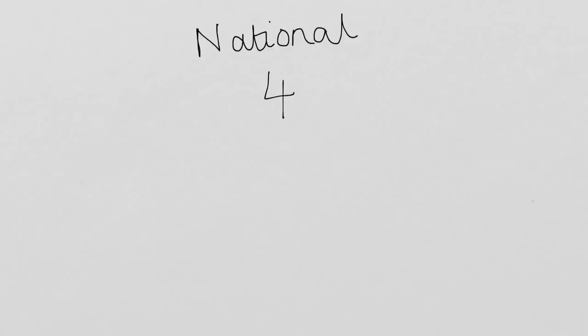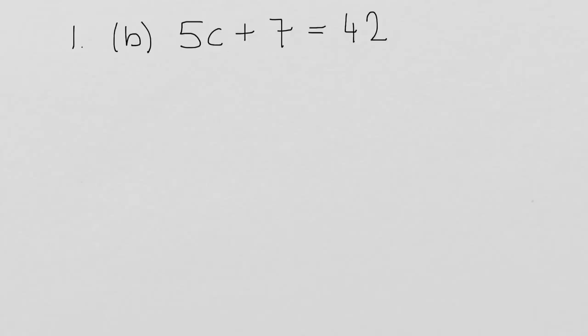Okay, moving on to the National 4 side. 1A should be nice and straightforward. Just to confirm, B, so we want to get rid of the 7 first of all. If there's a plus something or a negative something and it doesn't have a B, C, X, Y next to it or any other letter, we want to get rid of that first. So the first thing we want to do is get rid of this plus 7.